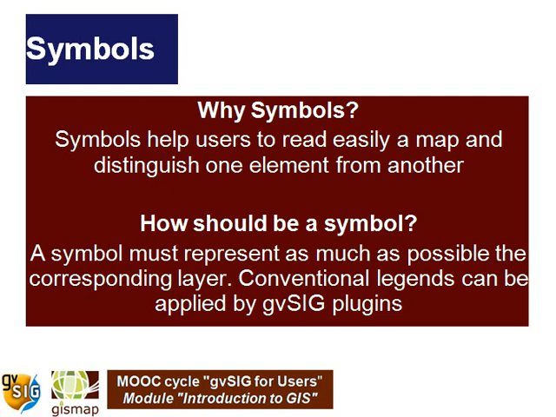We will use symbols to define legends. And why symbols? Because they help users to read a map easily and distinguish one element from another. And how should a symbol be? A symbol must represent as much as possible the corresponding layer. Conventional legends can be applied by gvSIG plugins.